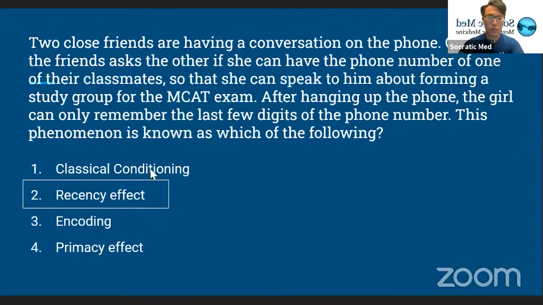Classical conditioning, choice 1, I'm going to go over in a bit. And choice 3, encoding, is just learning any type of information, so it wouldn't really be the phenomenon that was shown. And the primacy effect is when you remember the first few digits of the phone number, which wasn't the case. She remembered the last few digits. Any questions on this problem? Okay, I'll move on to the next one.